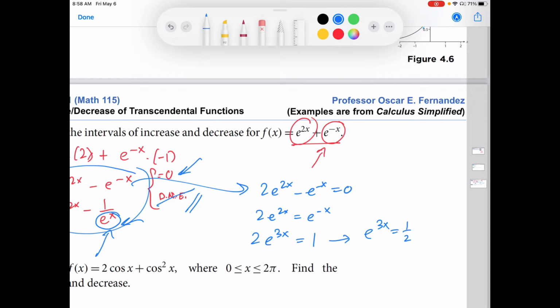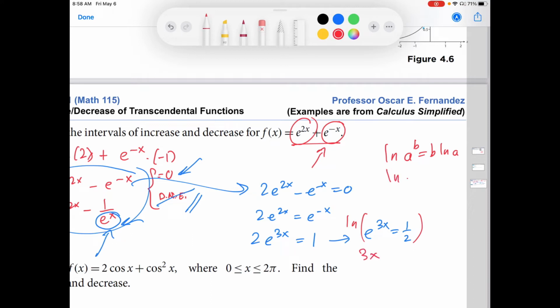I have to unexponentiate. That's what the logarithms do. The natural logarithm is the one to use here because that has the base e. So I'm going to take ln of both sides. And remember, ln of a to the b is b ln of a. That's one of our properties of logarithms we talked about in a previous video. So the 3x comes down.